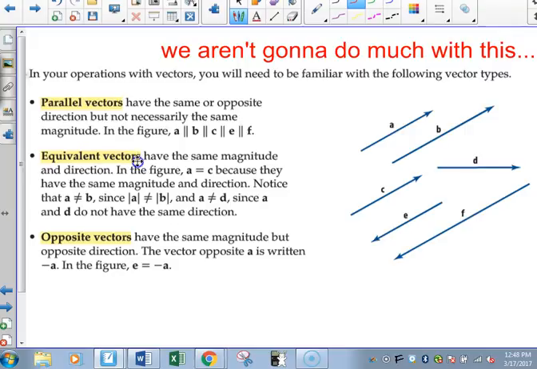Equivalent vectors have to have the same magnitude and direction. So which ones look like they're going the same direction, same length? A and C, okay. Opposite vectors mean they are exactly opposing forces, so they're the same length, but going in exactly opposite directions. C and E or A and E, seem okay?